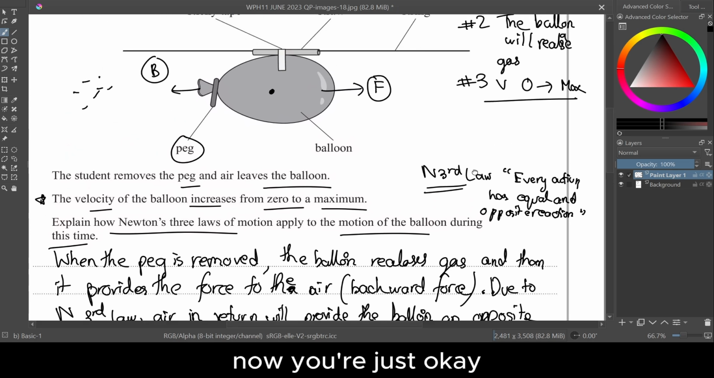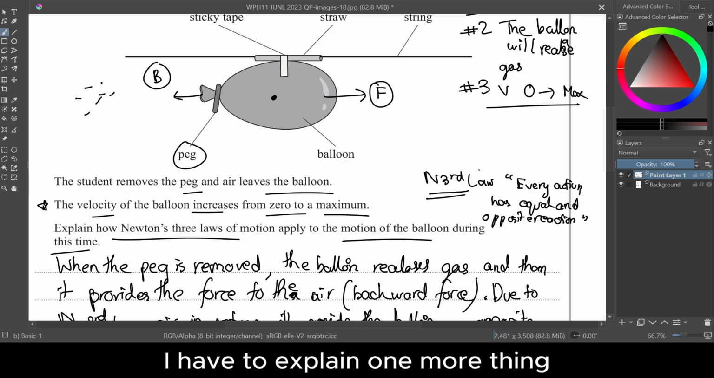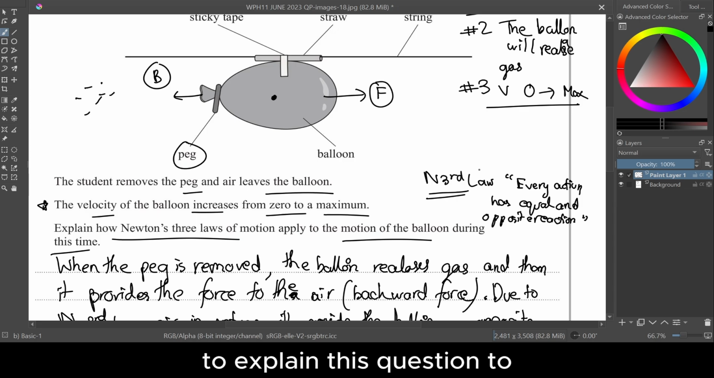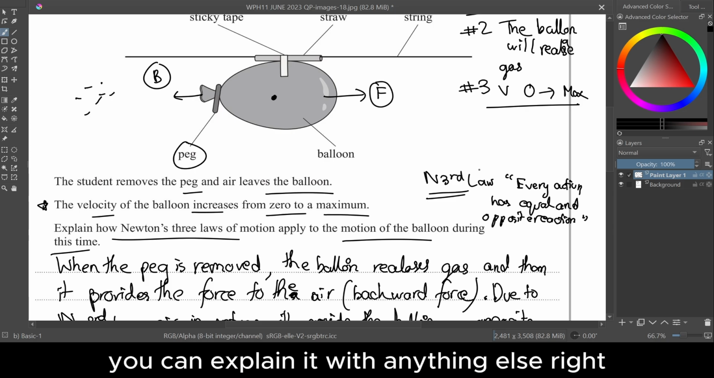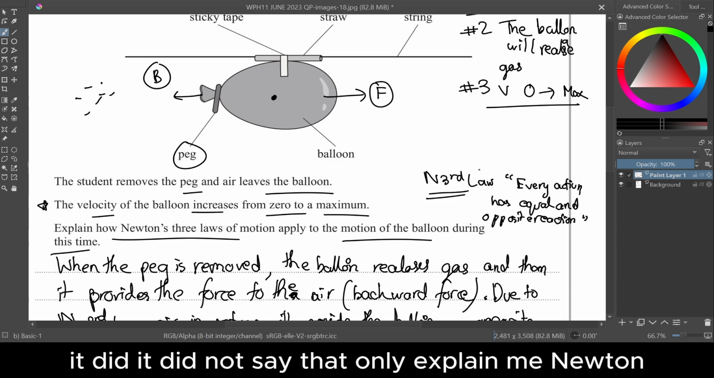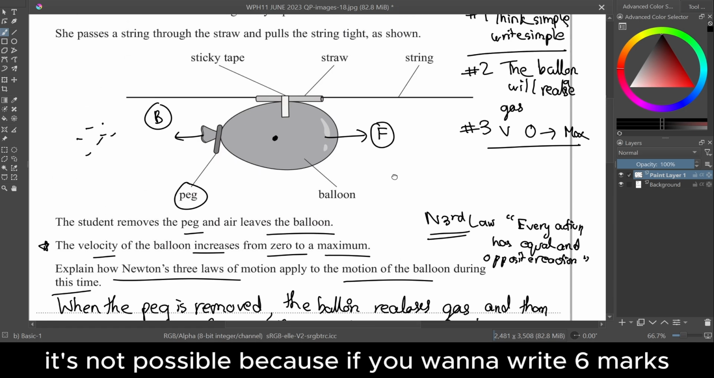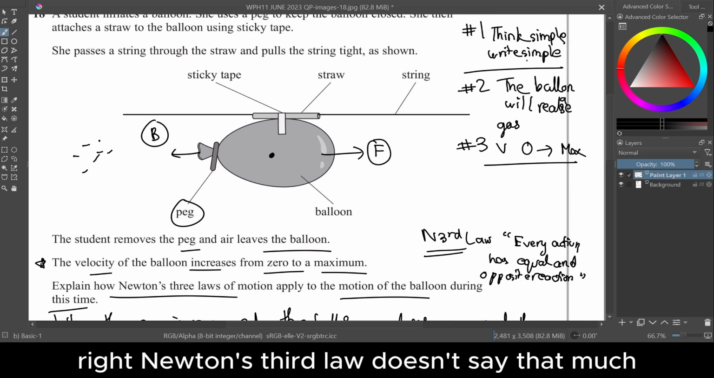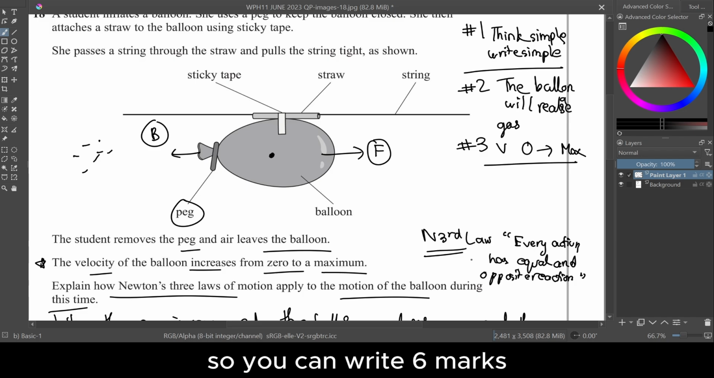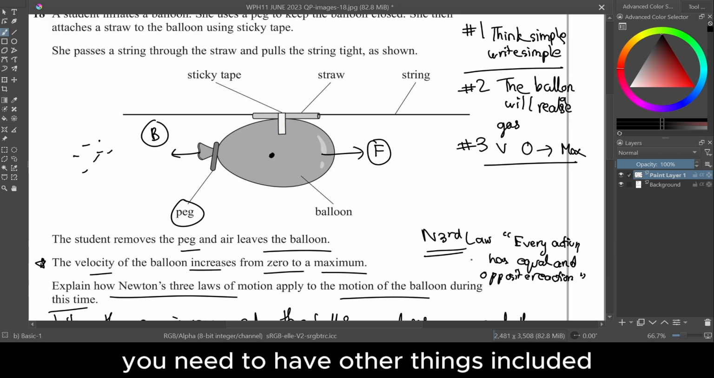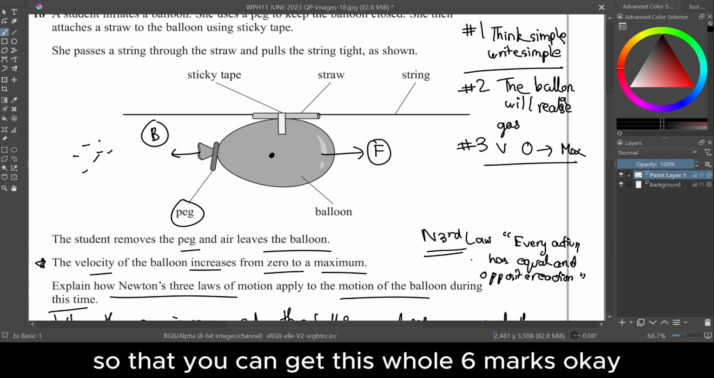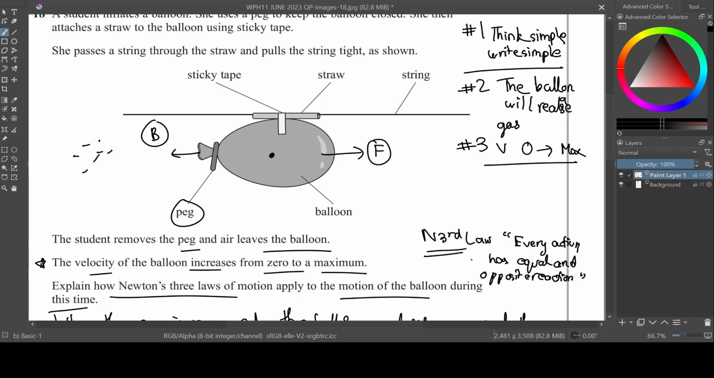Now, one more thing I have to explain: you're not bound to explain this question only with Newton's third law. You can explain it with anything else. It did not say to explain only Newton's third law, right? It's not possible, because if you want to write 6 marks, Newton's third law doesn't say that much. You need to have other things included so that you can get the whole 6 marks. So let's get back to our step.